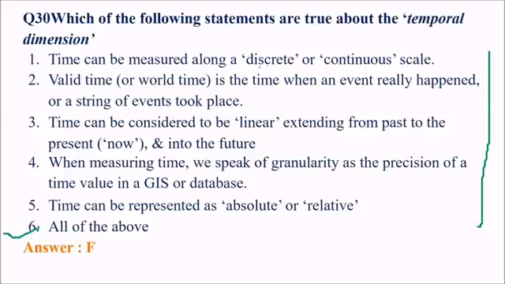Time can be measured along a discrete or continuous scale. Valid time, that is world time, is the time when an event really happened or a string of events took place. Time can be considered to be linear, extending from the past to the present, now, and into the future. And when measuring time, we speak of granularity as the precision of a time value in a GIS or database. And time can be represented as absolute and relative. So all of these are correct, right?